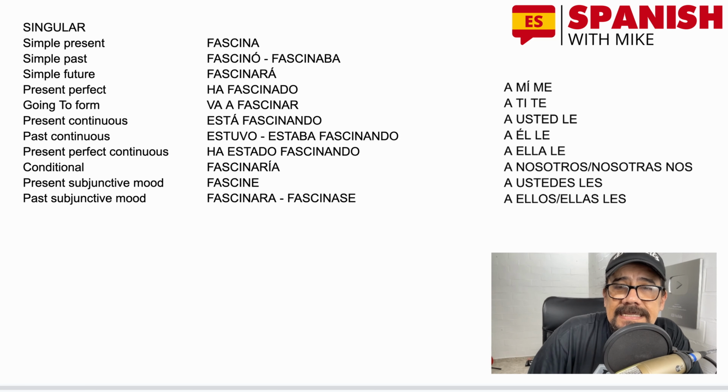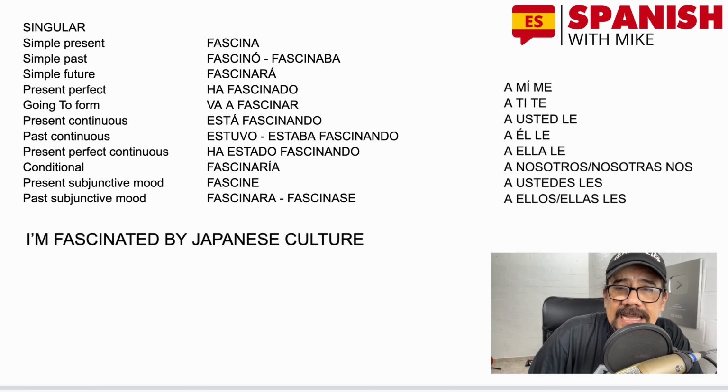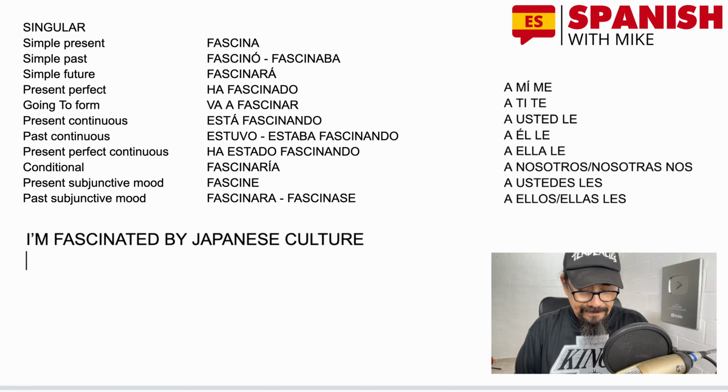So let's say the sentence is this: I'm fascinated by Japanese culture. So in this case, it's singular because Japanese culture is one thing, right? I'm fascinated by one thing. So it's I, right? To be fascinated by, it's I. So in this case, I use me. Fascina.